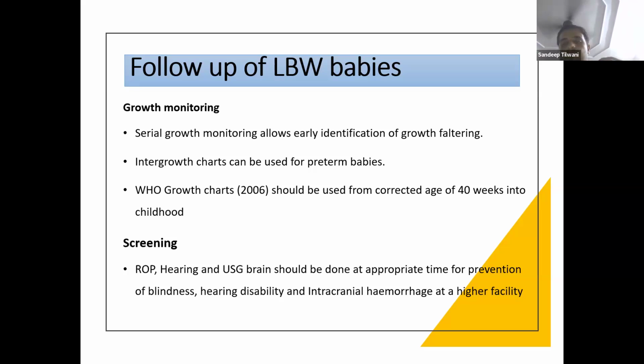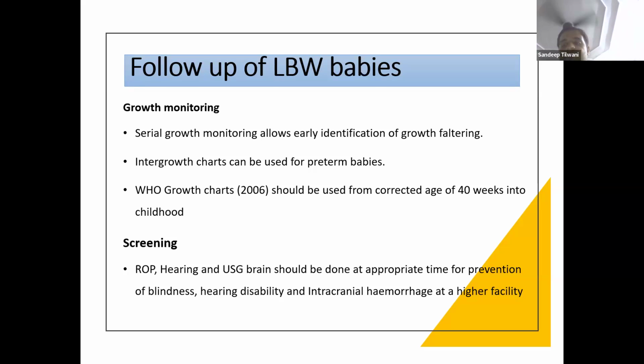Okay, so that is why we have to ensure that it is not that you send the child home once and then they never come back. No, it is our duty as pediatricians to ensure that you have sensitized the mother to come back for follow up. If you sensitize them properly, they will definitely come back for follow up.